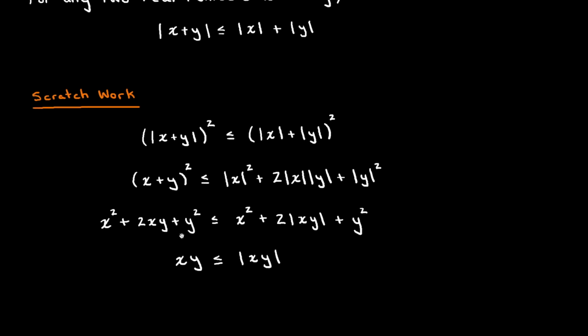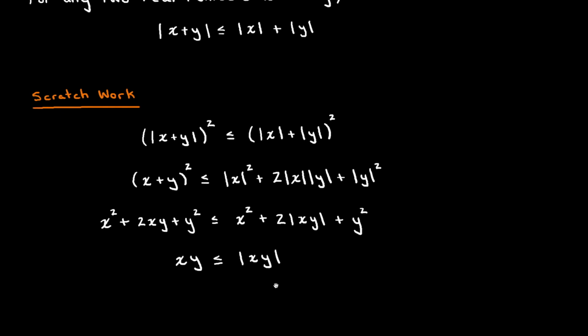And lastly, we can cancel some common terms on both sides. So x squared can go, the y squared can go. We can also divide by a factor of 2, and we get something like this. And now we can stop right here because this statement is something that is obviously true.